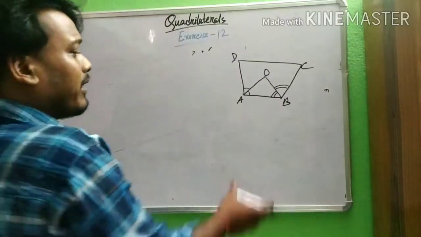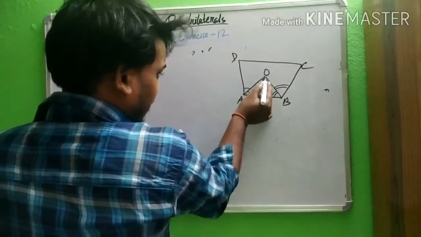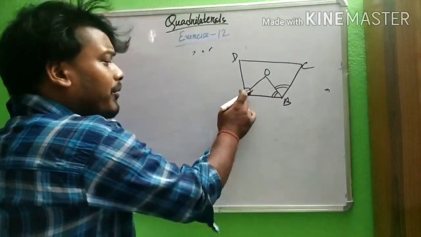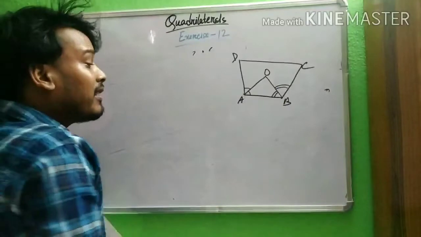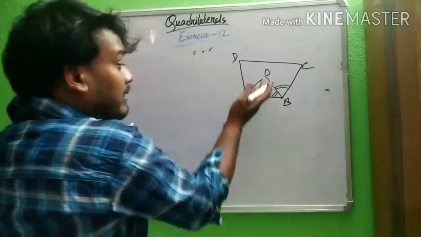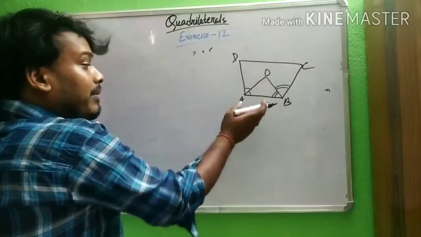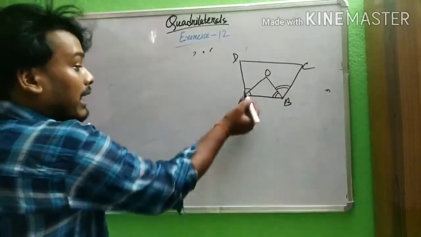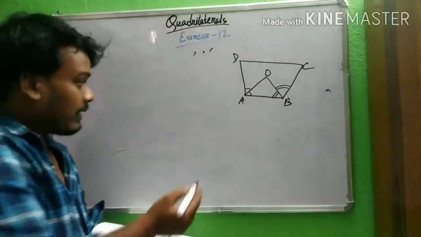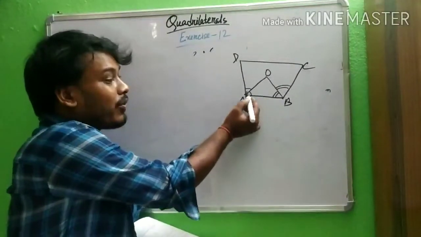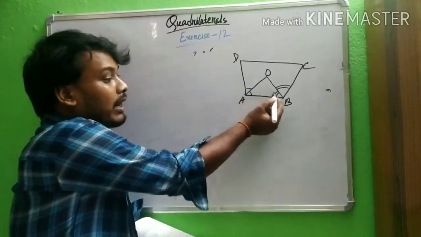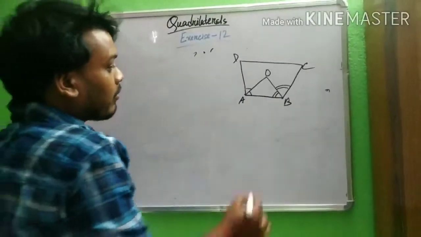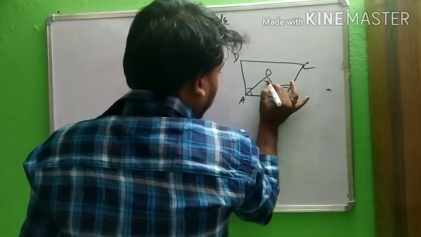So in the question it is given that AO and OB are the bisectors of A and B respectively. Bisector means this line segment bisects the total angle into two equal parts. And in the question the sign of equality is already given, these two are equal and these two are equal. Okay, and the question is to find the value of this angle.